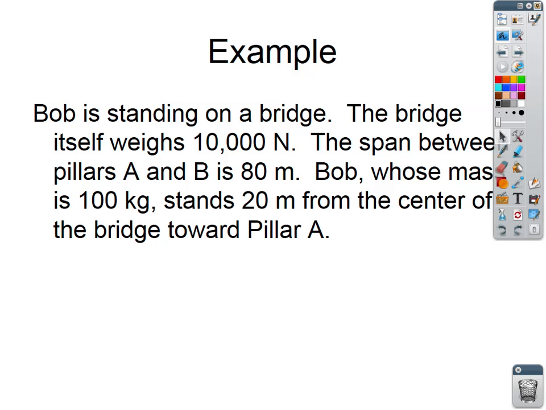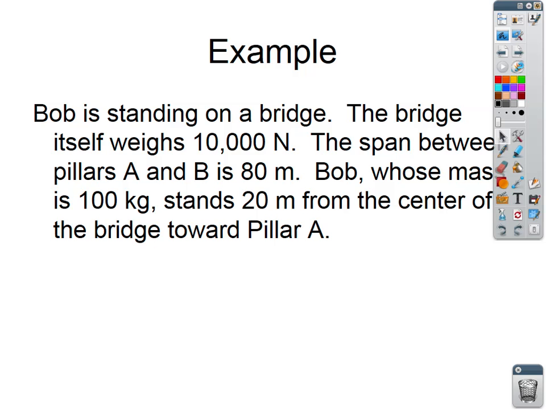So here we go. Bob is standing on a bridge. The bridge weighs 10,000 newtons. We would feel bad if Bob weighed that much, so the bridge weighs that much. The span between pillars A and B is 80 meters, so that's the length of the bridge. Bob, whose mass is 100 kilograms, that's much more reasonable, stands 20 meters from the center of the bridge toward pillar A. Again, the wording can still be frustrating because they're going, wait, is that 20 meters from pillar A? Don't overthink it. We'll figure that all out in a second.